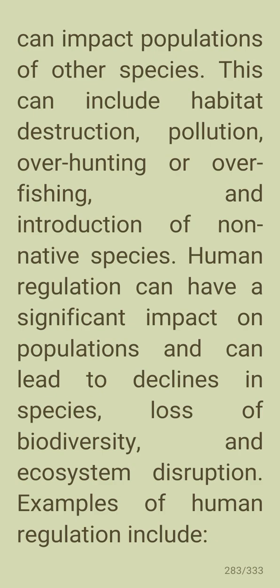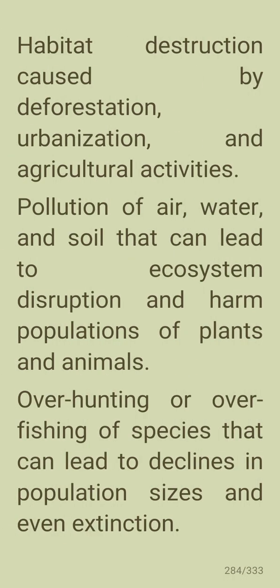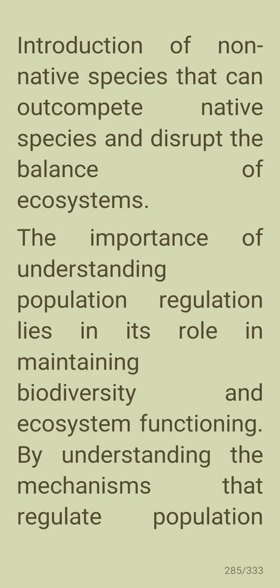Examples of human regulation include habitat destruction caused by deforestation, urbanization, and agricultural activities. Next, pollution of air, water, and soil that can lead to ecosystem disruption and harm populations of plants and animals. Overhunting or overfishing of species that can lead to declines in population size and even extinction. Next, introduction of non-native species that can outcompete native species and disrupt the balance of ecosystems.